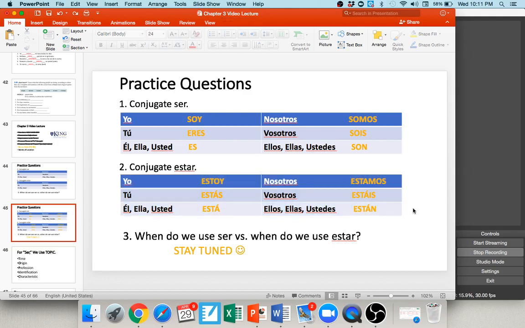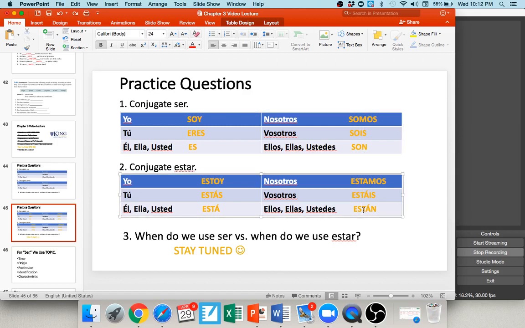So, if you look at these side by side, soy and estoy both mean I am. Eres and estás both mean you are. Es and está both mean he, she, or it is. Somos and estamos both mean we are. Sois and estáis, you all in Spain are. And son and están, they or you all are.